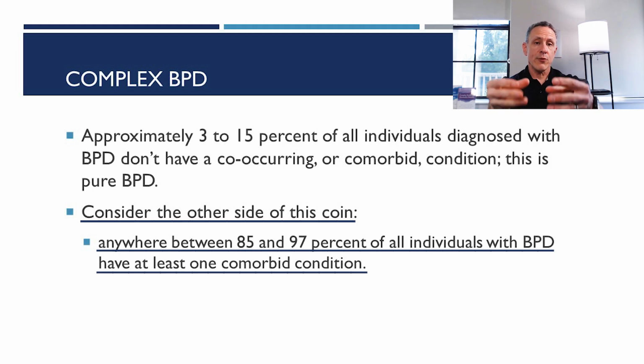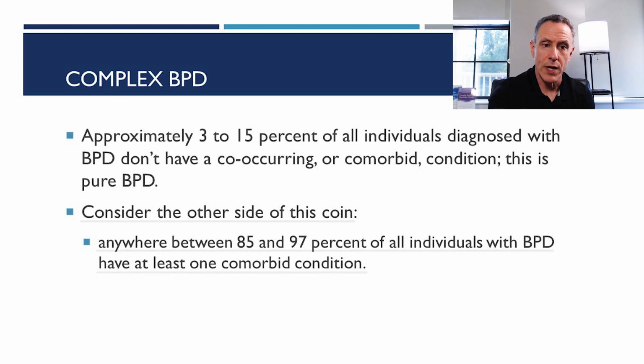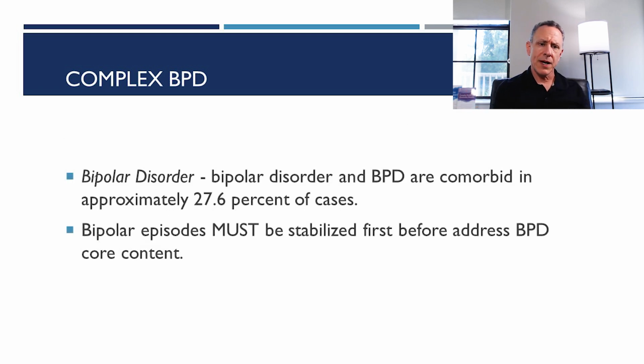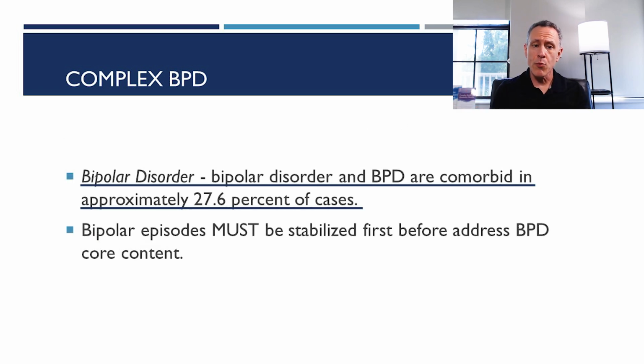So we know that if we find a personality disorder, there's usually something else lurking around that's also adding to the complexity and the challenge of working with this individual, of this person helping themselves as well. Now, when we talk about BPD and bipolar disorder, they're comorbid in about 27.6% of cases.